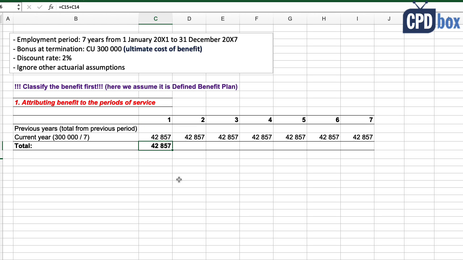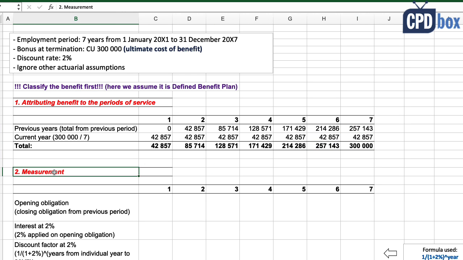So until now, it's undiscounted. The amount earned for previous periods is simply total brought forward from the prior year. And as you can see, total benefit at the end of the final year of service, 7 or 20x7, is 300,000. So that's the benefit promised to this employee.